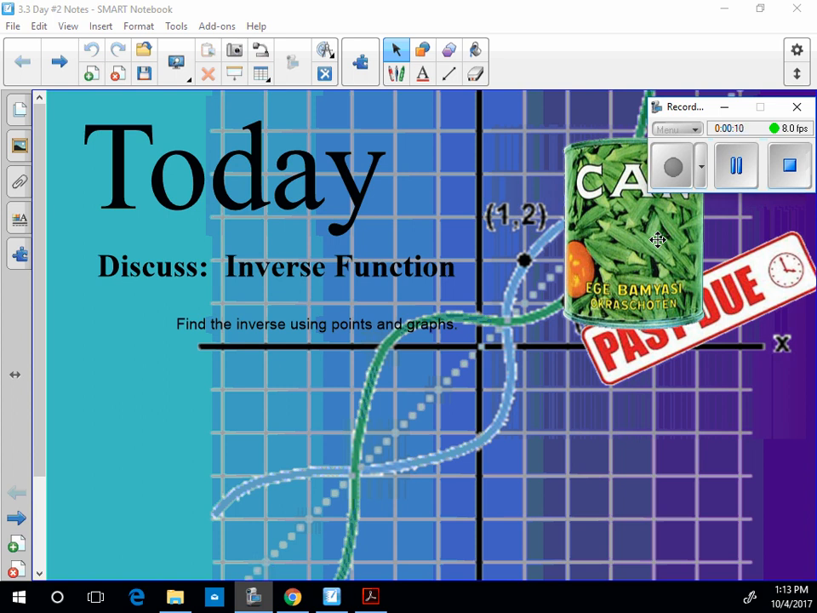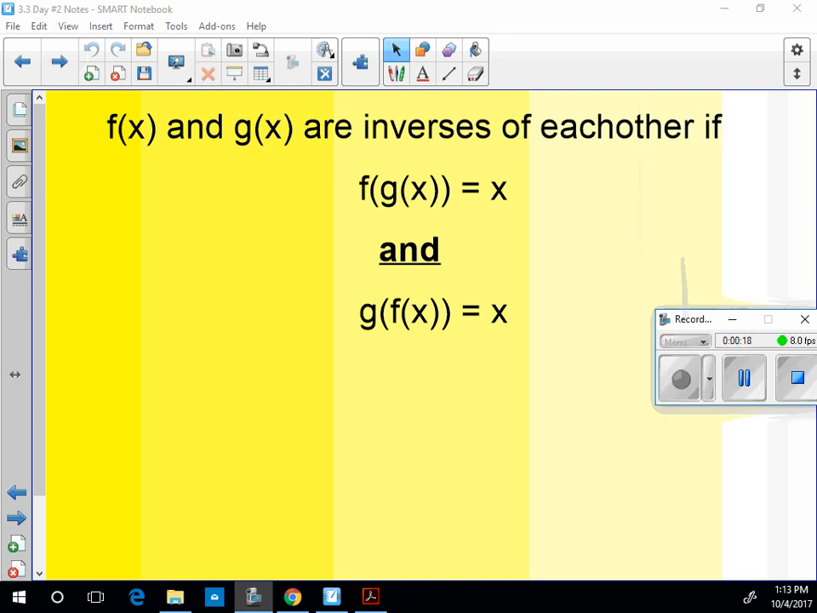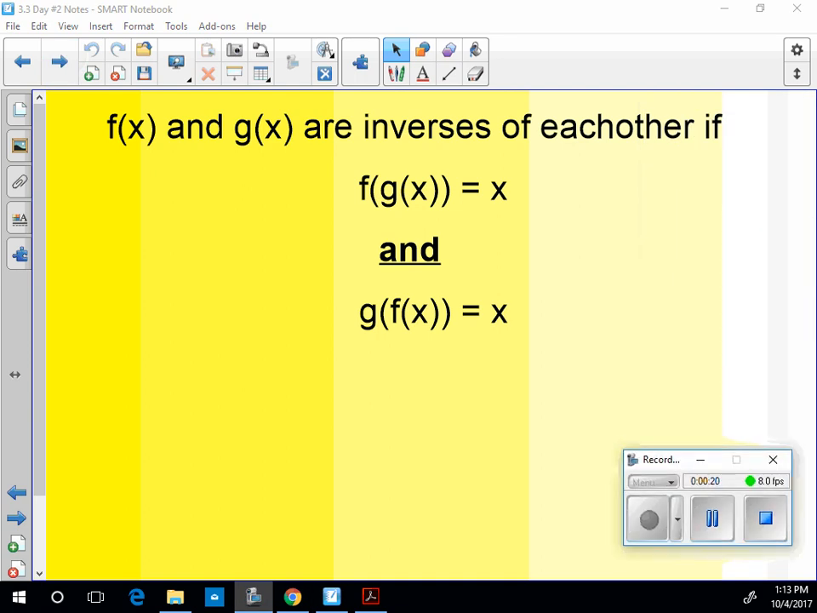Okay, we're going to talk more about inverses. Find the inverse using points and graphs. You're going to do a little bit of that, but I want to talk about the other definition of how we actually prove that two functions are inverses. If two functions are inverses, like f of x and g of x, and we do f of g of x and we simplify, and we do g of f of x and we simplify, and both come out to be x, that's a requirement. Both come out to be x when we simplify, then they're inverses of each other.